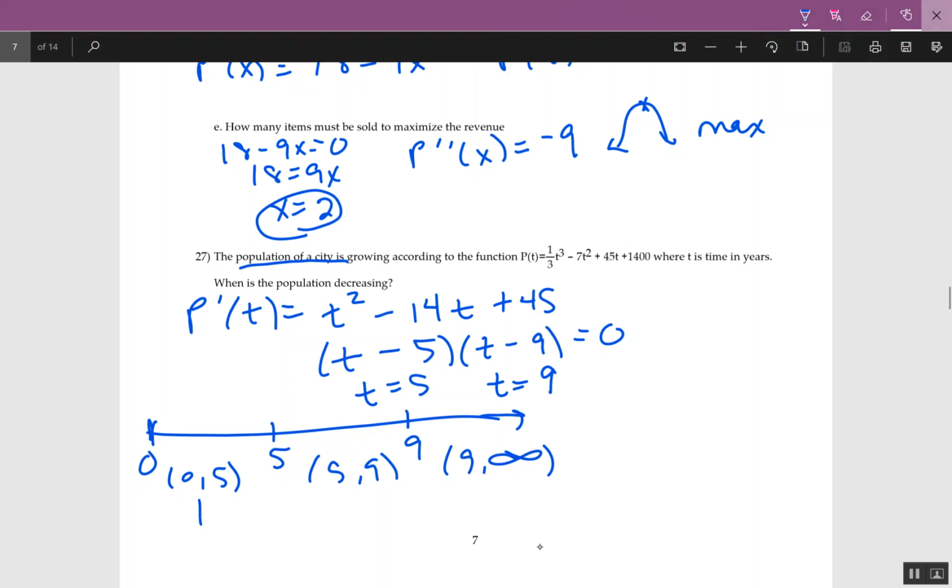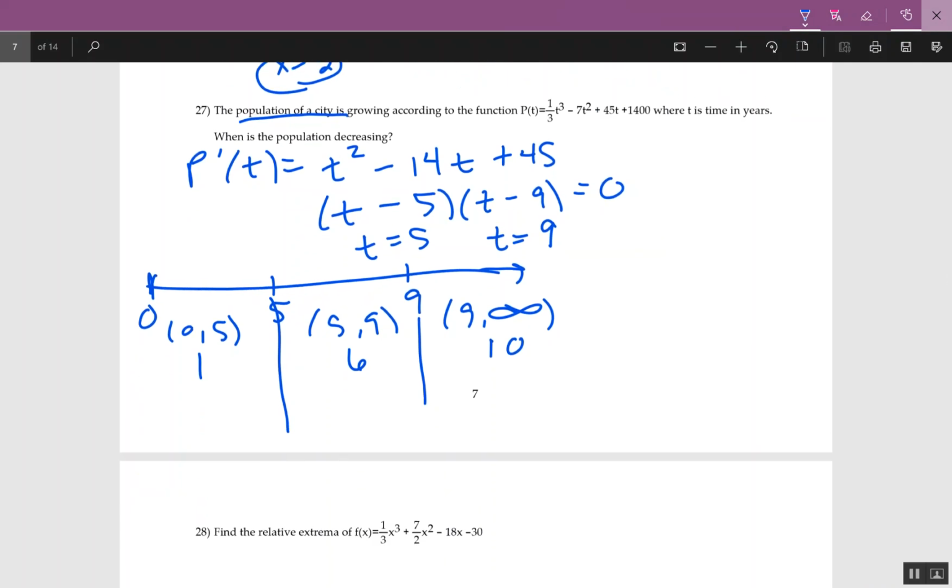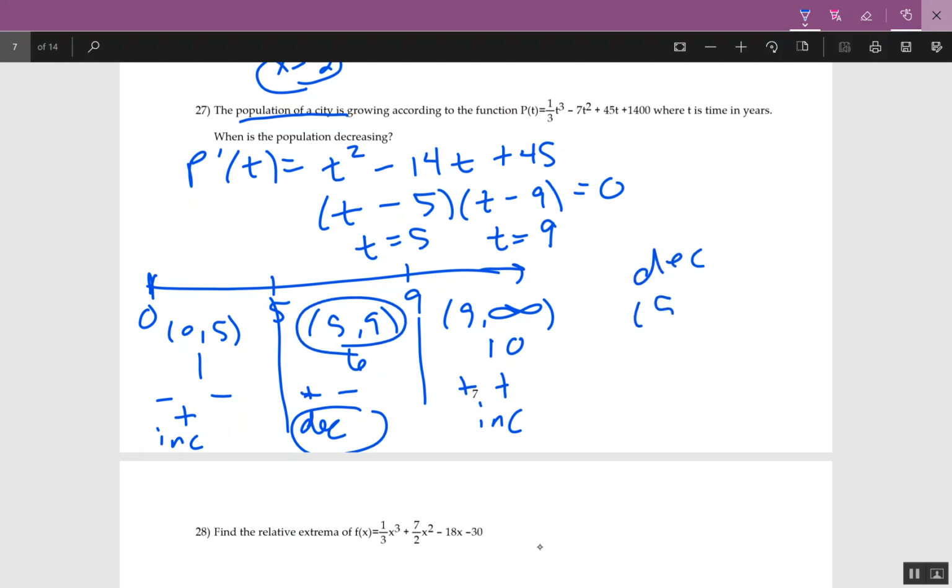So let's say I pick 1, let's say I pick 6, and let's pick 10. So these are the numbers that we're putting into the derivative, and the derivative was t minus 5 times t minus 9. So 1 minus 5 is negative, 1 minus 9 is negative, negative times negative is positive, this is increasing. 6 minus 5 is positive, but 6 minus 9 is negative, so this is decreasing. 10 minus 5 is positive, 10 minus 9 is positive, this is increasing. So the answer, when is it decreasing: it decreases from year 5 to year 9.